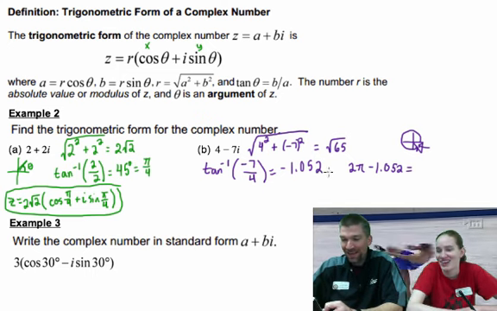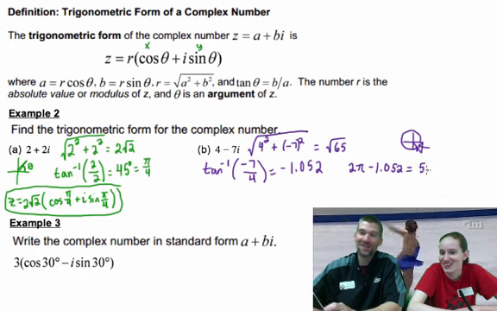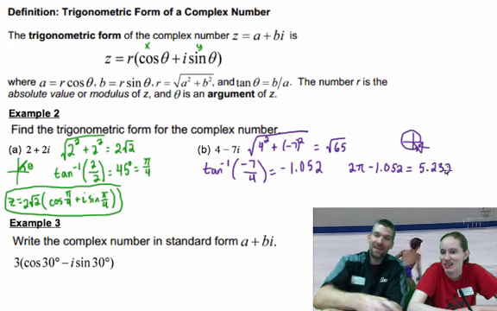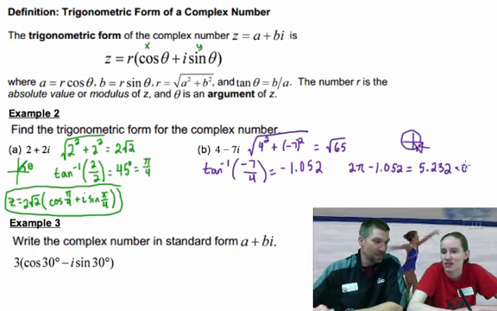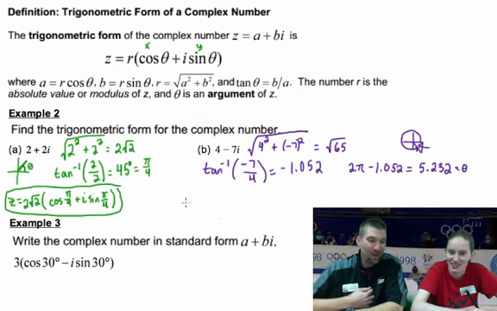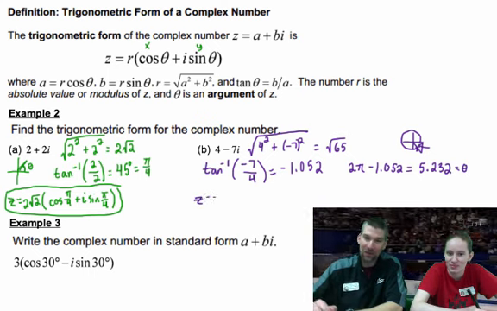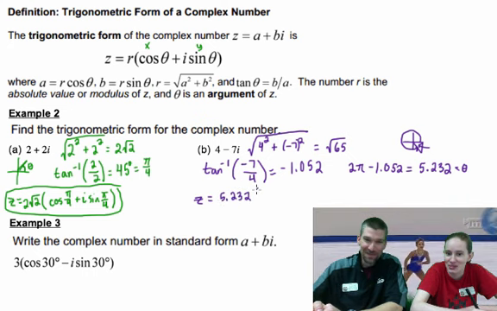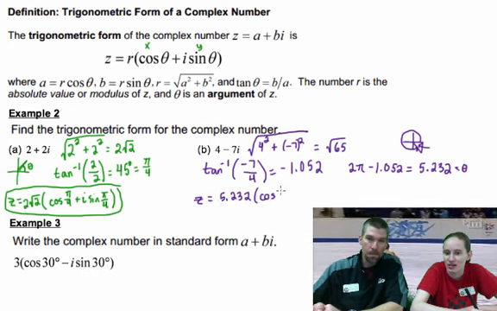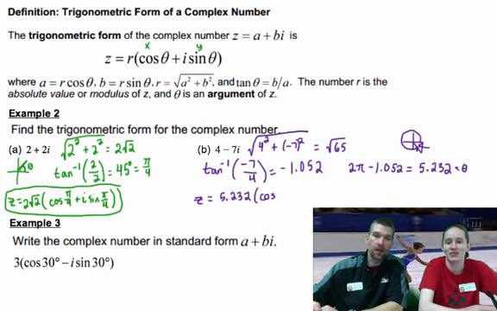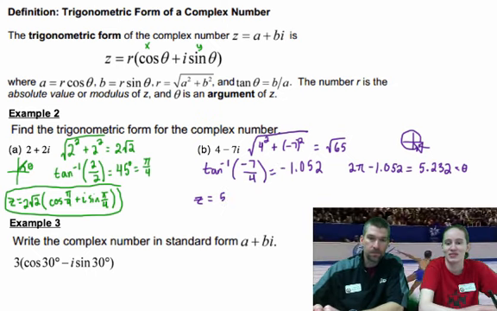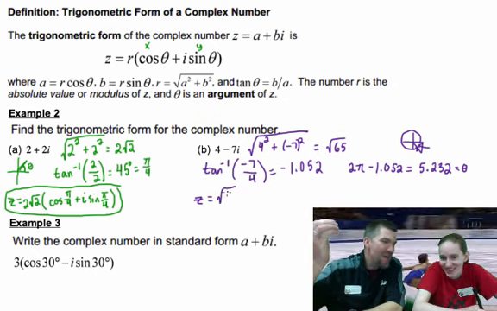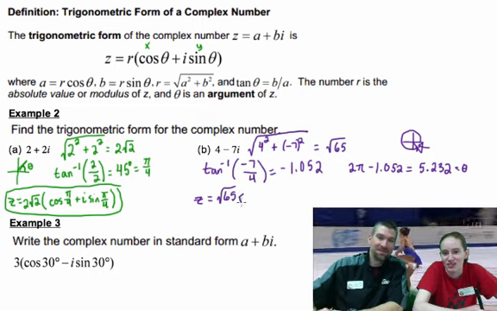Why would you say that about me? 5.232. That right there. That is our theta for the problem. You wounded me, why? I'm sorry. You offended me greatly. 5.232 cosine, that's not where that goes. No. Square root 65. No. Why would you do that?